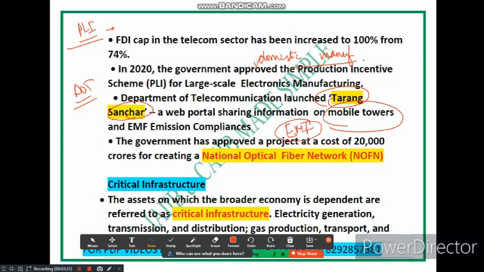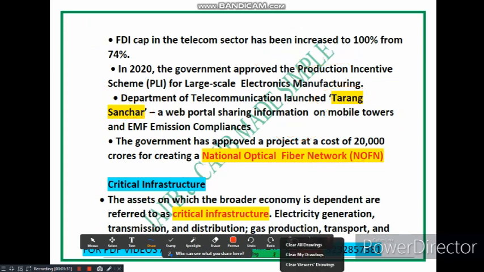It also tells what the level of EMF emission is. The government has approved a project at the cost of 20,000 crore for NOFN, the National Optical Fiber Network. This project aims to connect villages and remote areas across the country with high speed internet access through optical fiber cable. By laying down a vast network of fiber optic cable, the government intends to bridge the digital divide and enable internet connectivity in rural and underserved areas.